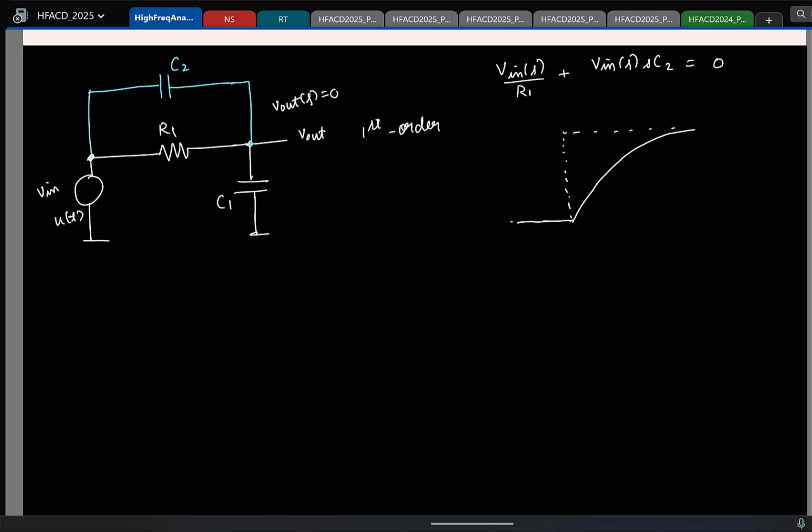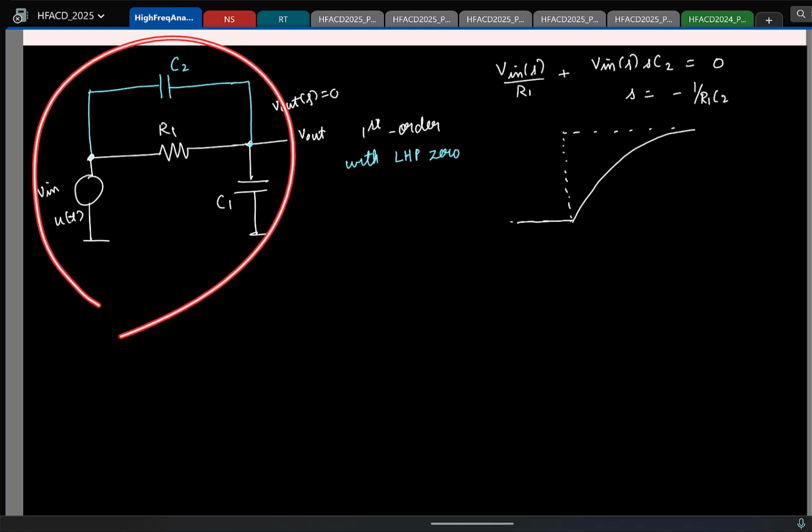Now I know V in of S is non-zero. So the only possibility is for S to become minus 1 by R1C2. So now I have an LHP 0. I'll mark it here with LHP 0. Fine. So what I have is now a first order system with an LHP 0.